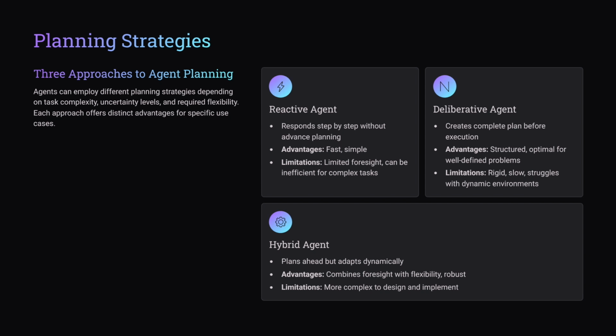Let's talk about 3 planning approaches. Reactive agent: act step by step without long-term planning. Fast, simple, but limited foresight. Deliberative agent: creates a full plan before execution. Structured and optimized, but rigid. Hybrid agent: plans ahead but adapts dynamically, balancing foresight with flexibility. In real-world production systems, hybrid approaches dominate. When designing agents, always match planning style to task complexity.